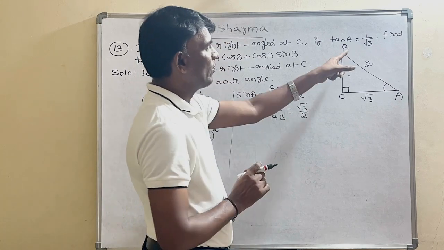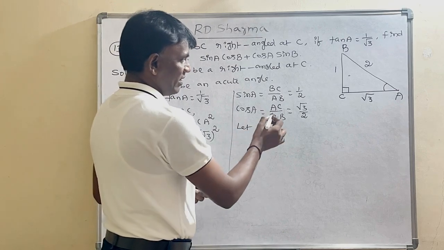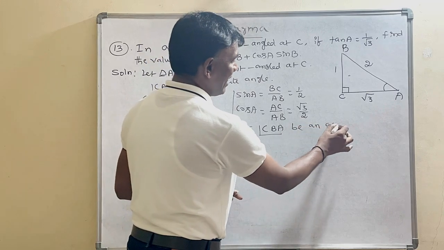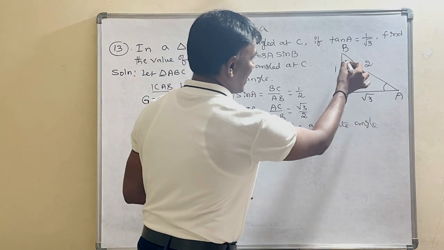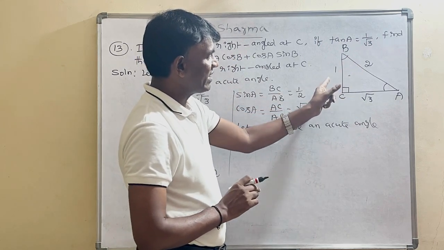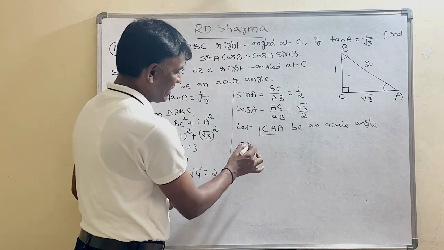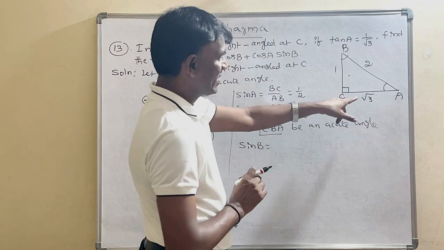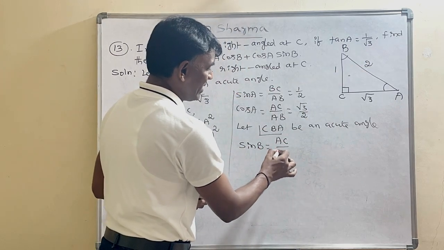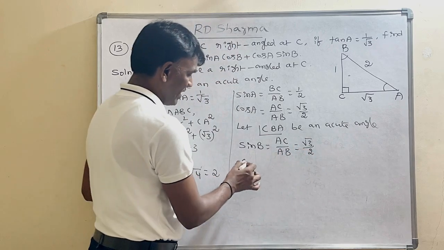And now consider B is an acute angle. Okay, that is the next step. Let angle CBA be an acute angle. Now we are considering that, and if we take this angle, this is the opposite side, this is the adjacent side, and this is the hypotenuse. And again we find sin B and cos B. So for sin B, this is the opposite side, this is the hypotenuse. Then just write AC divided by AB. Now AC value is root 3, AB value is 2.